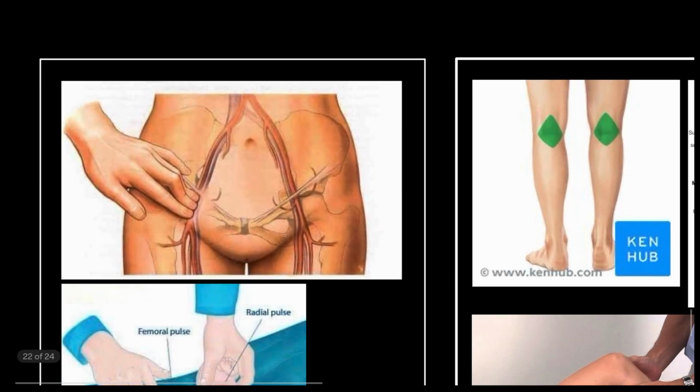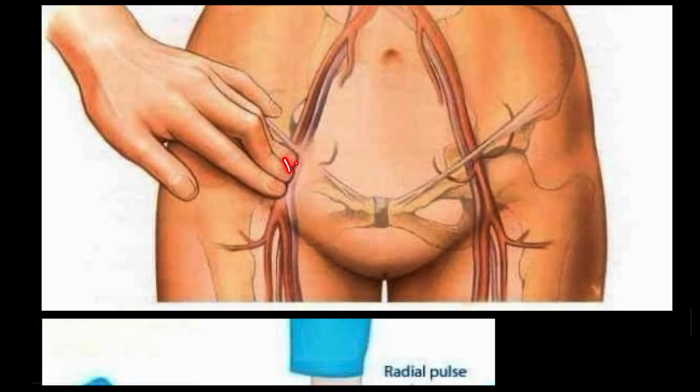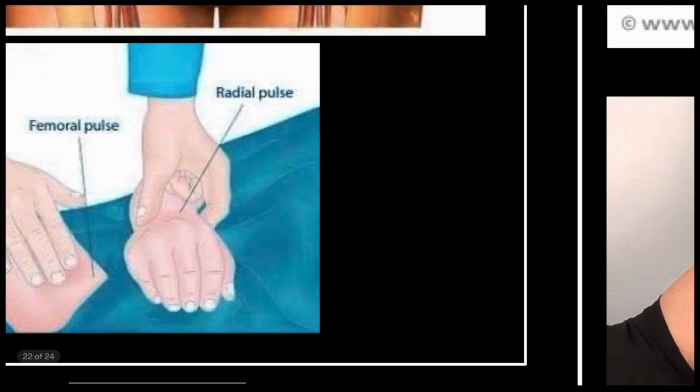Up next, we have the femoral pulse. Femoral pulse is palpated at the mid-inguinal point just below the inguinal ligament. You can palpate the femoral pulse and the radial pulse simultaneously to see if there is any radiofemoral delay.